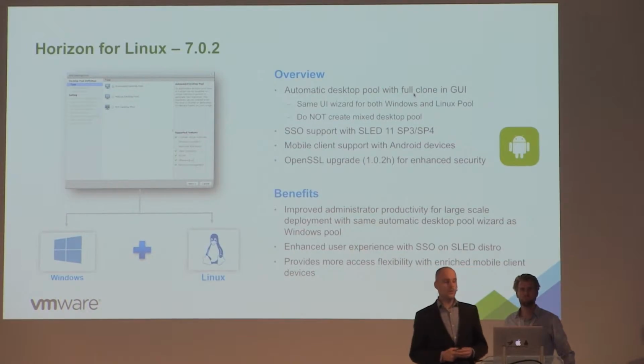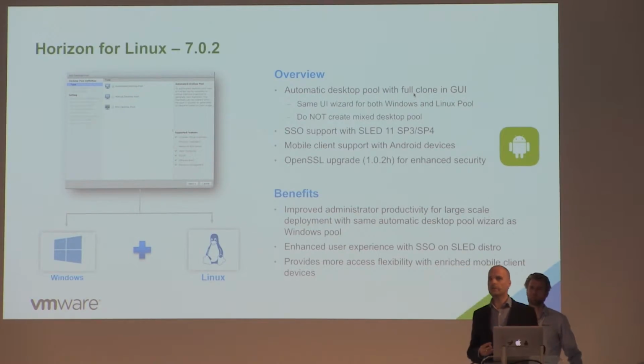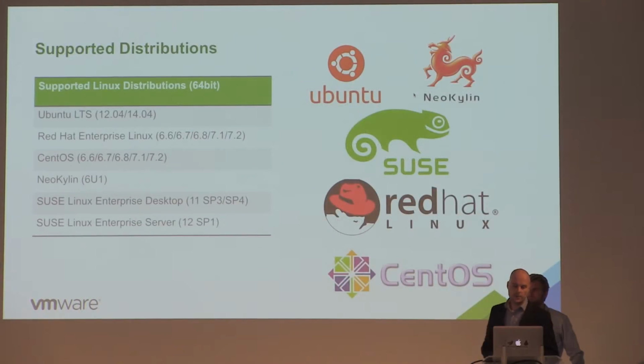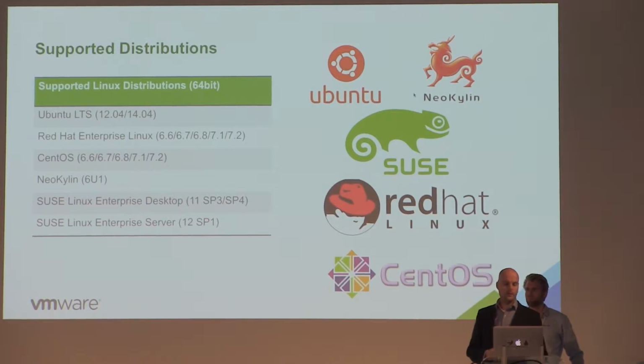Another thing most people don't know is that we actually support Linux desktops. And we not just support them, we now can also do automatic desktop pulls. We've got full single sign-on integration for Linux. And it's really easy to deploy this in large scale. Distributions we support for Linux are Ubuntu, Red Hat, CentOS, NeoKylin, especially for China, SUSE, and then especially 11 and 12.